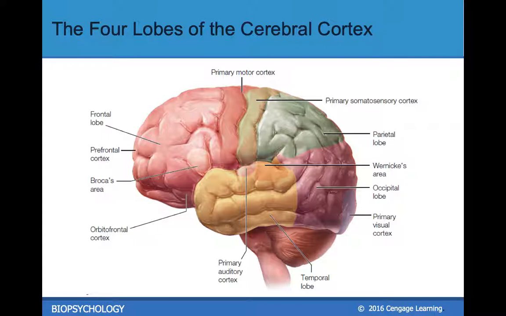Also in our frontal lobe, we have Broca's area. Now, Broca's area is a really special area of the brain that also has to do with language. So we talked about Wernicke's area. Wernicke's area is what understands speech as it comes into our brain. So if you're listening to someone talking and you're making sense of what they're saying, you're using Wernicke's area. But Broca's area is a little bit different.